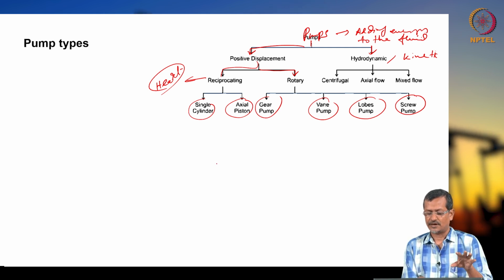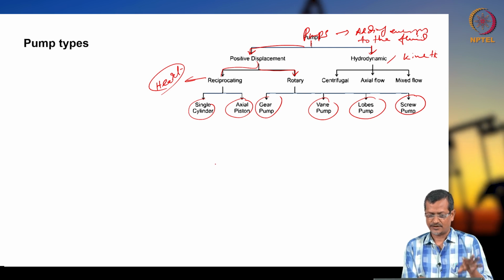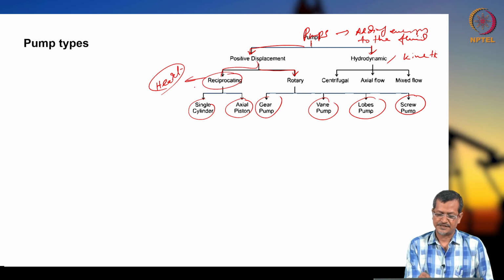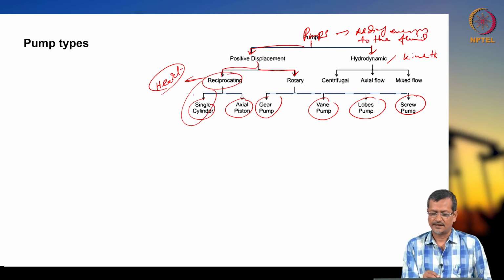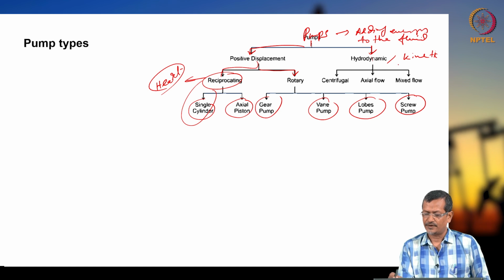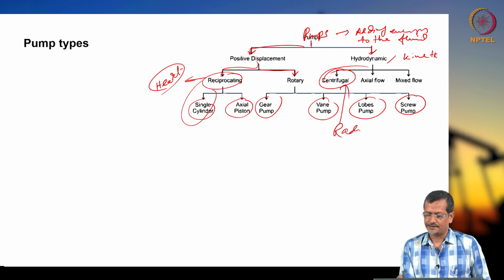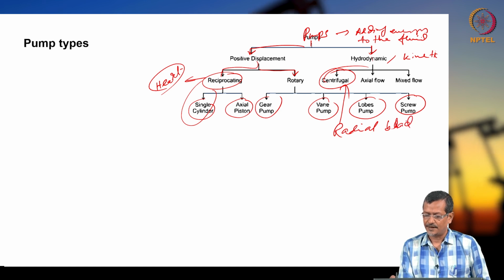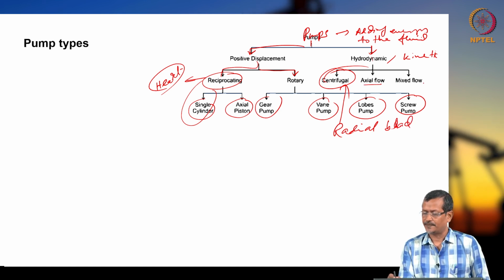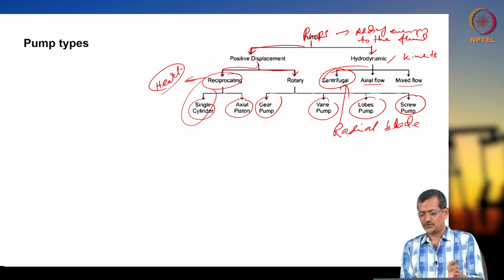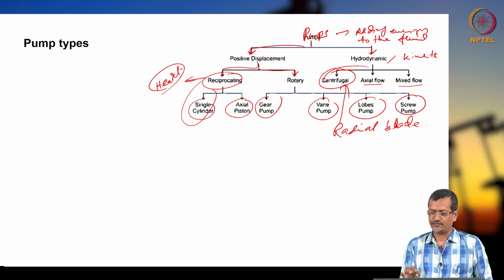Because our time is limited for this week 12 lecture, I will not discuss everything. Rather, I will discuss only the positive displacement reciprocating type, single cylinder. And for the hydrodynamic or hydrokinetic pump, I will be using the centrifugal radial blade pump. Axial flow and mixed flow I will not discuss. When I discuss in detail, you will understand what is centrifugal and what is axial.